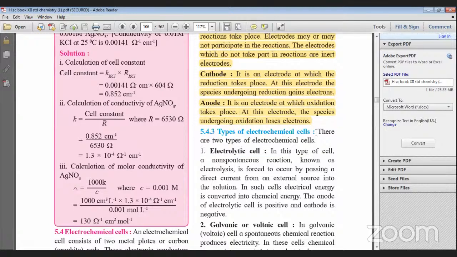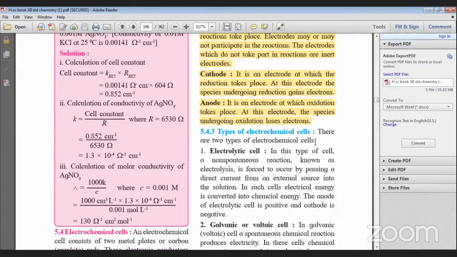Now types of electrochemical cell. There are two types of electrochemical cell: the electrolytic cell, and the other one is galvanic or voltaic. So let's see what the electrolytic cell is. In this type of cell, the reactions which take place are the non-spontaneous ones.